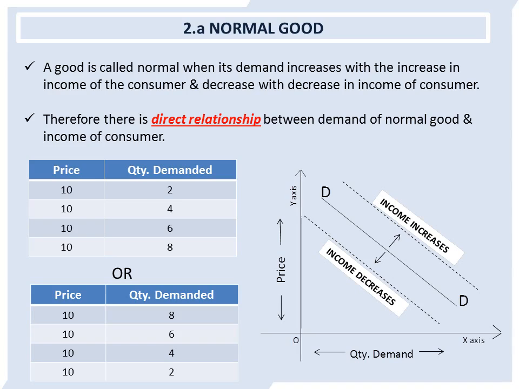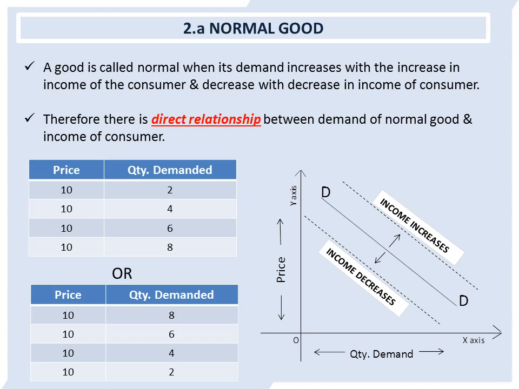This is how we are going to define normal good, with the help of its relation with income of the consumer. The same thing can be shown through the schedule. Price is not moving and it's being 10, 10, 10, 10, and quantity demanded can either increase from 2 to 8, or in the next schedule, price remaining constant, for example 10, quantity demanded decreases from 8 to 2. The increase and decrease is due to the increase and decrease in the income of the consumer respectively.